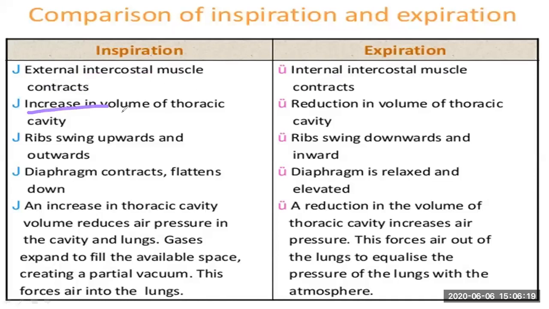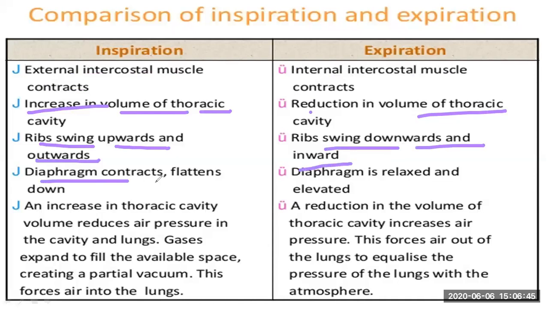Next is the volume of the thoracic cavity. In inspiration, we know very well that when the external intercostal muscles contract, the volume of the thoracic cavity increases, and here there is a reduction in the volume of the thoracic cavity. In inspiration, the ribs swing upwards and outwards. Here the ribs swing downwards and inwards. And the diaphragm contracts and flattens, while here the diaphragm regains its original shape; it is relaxed and elevated.